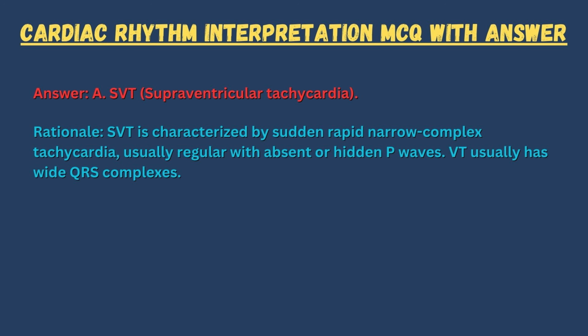Answer: A. SVT, supraventricular tachycardia. Rationale: SVT is characterized by sudden rapid narrow complex tachycardia, usually regular with absent or hidden P waves. VT usually has wide QRS complexes.